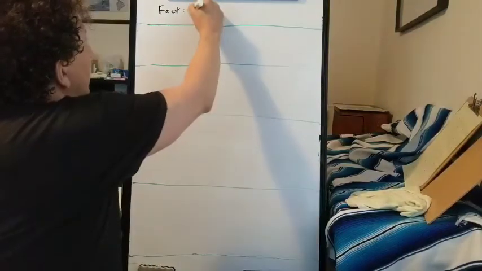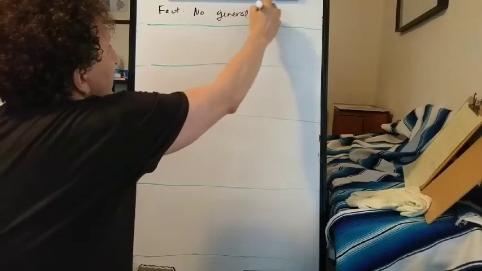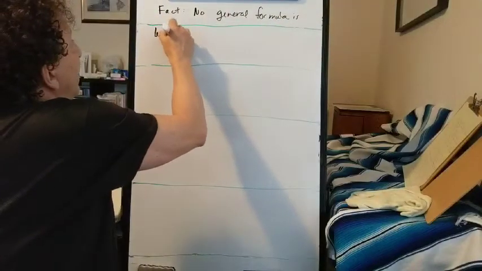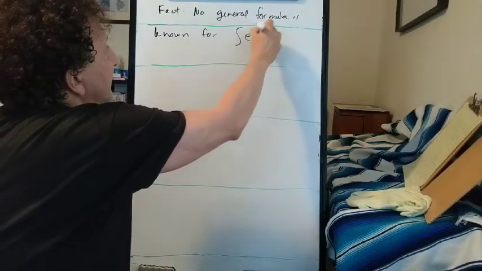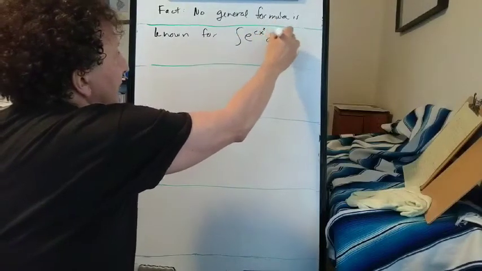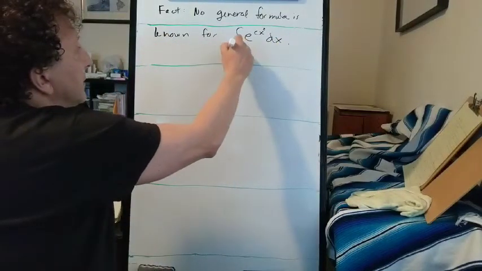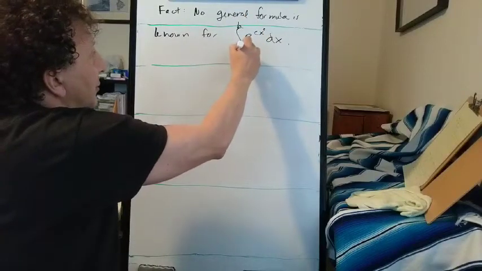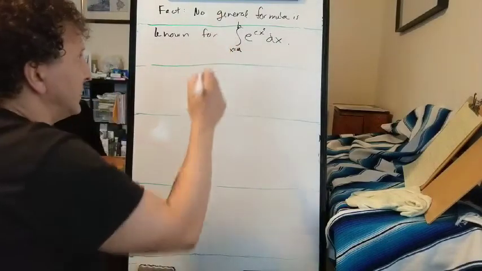So recall from calculus, or what I said in another video, that no general formula is known for the integral of e to the c x squared dx, where c is a constant. Let's say we're integrating from a to b. It almost doesn't matter what the numbers are. We don't have a general formula that works for all pairs of numbers a and b.